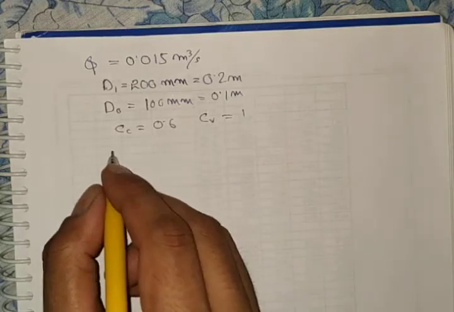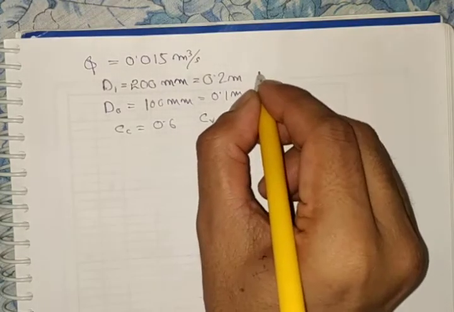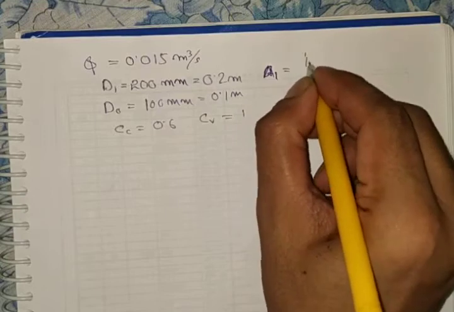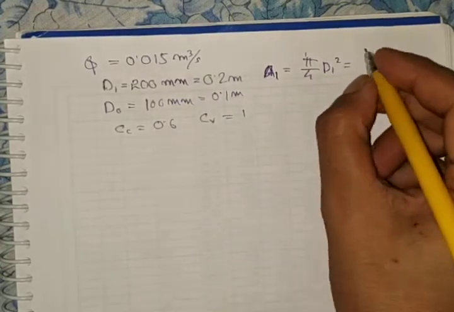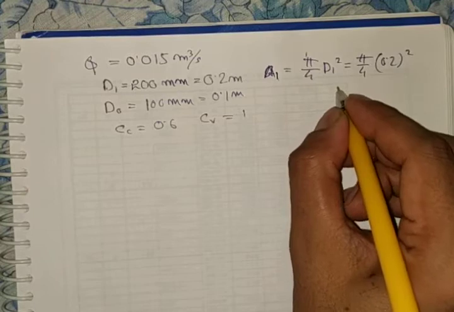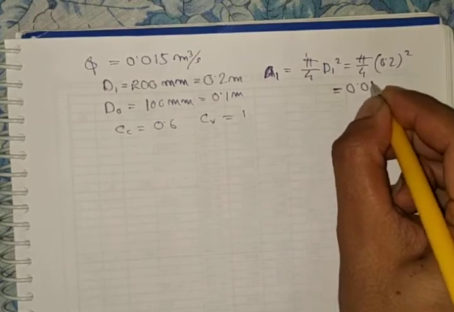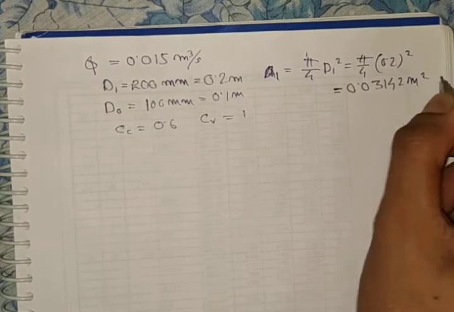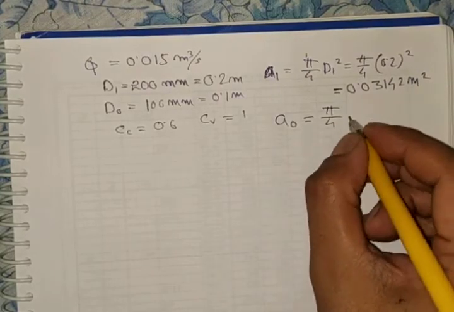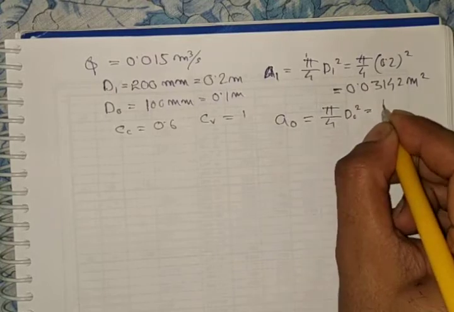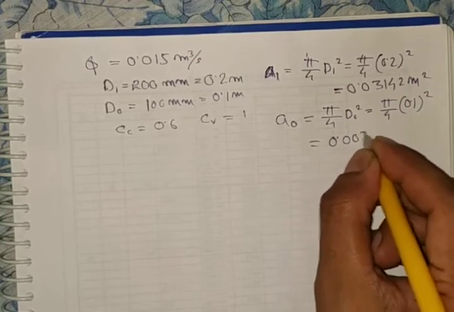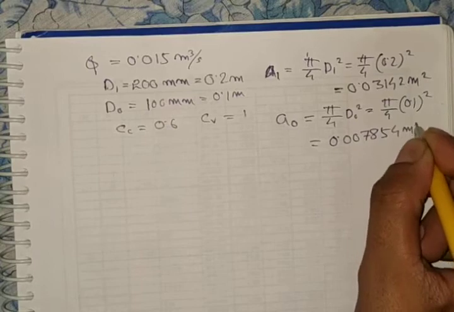Now you can find out what is the area A1. Suppose this is A1. A1 is pi by 4 D1 square. So pi by 4 into 0.2 square, which is equal to 0.03142 meter square. So similarly, find out the area at the orifice of the orifice meter. Pi by 4, this is 0.1 square, which is equal to 0.007854 meter square.